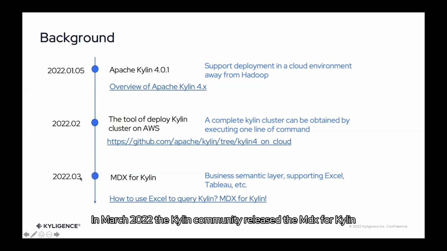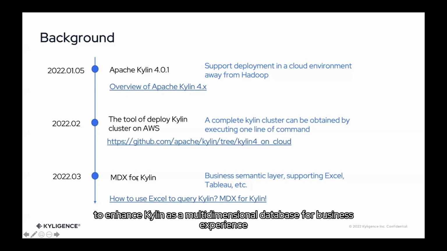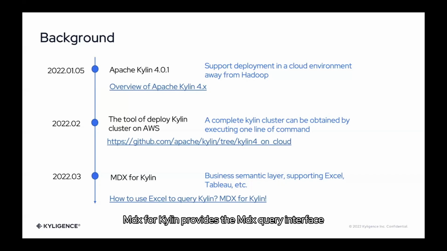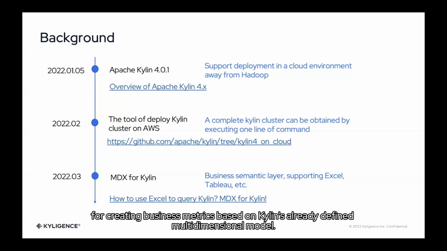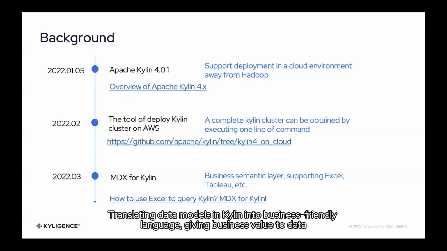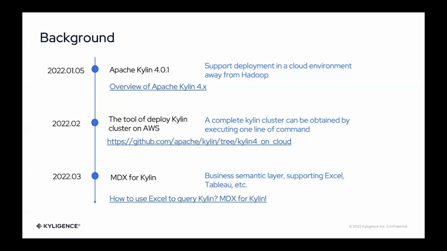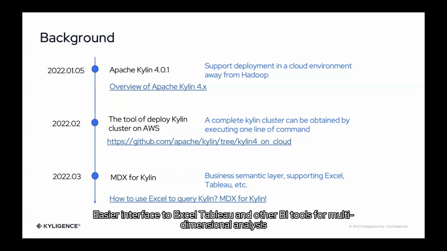In March 2022, the Kylin community released the MDX for Kylin, to enhance Kylin as a multidimensional database for business experience. MDX for Kylin provides the MDX query interface for creating business metrics based on Kylin's already defined multidimensional model. Translating data models in Kylin into business-friendly language, giving business value to data. Easier interface to Excel, Tableau, and other BI tools for multidimensional analysis.